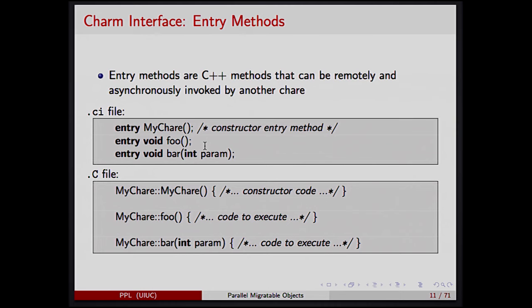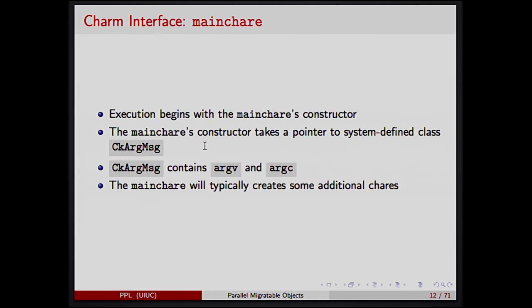Now, the main char has a constructor, and you might have seen the argument to that. It was CkArgMsg. CkArgMsg is just a message that contains argc and argv, just like your normal C programs. It's just a count of arguments and the strings containing the arguments. And the main char will use that and whatever else it knows, and it will create other objects. Okay.